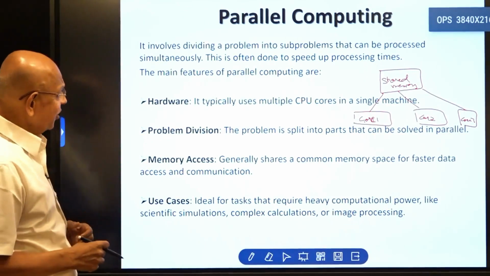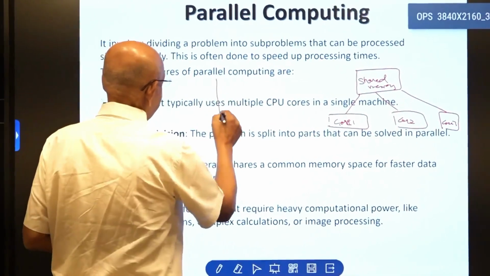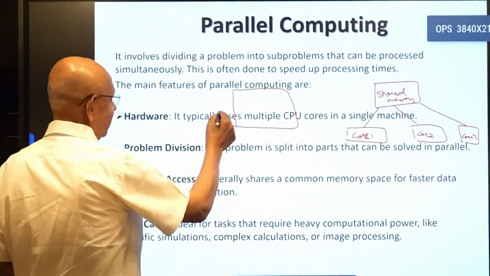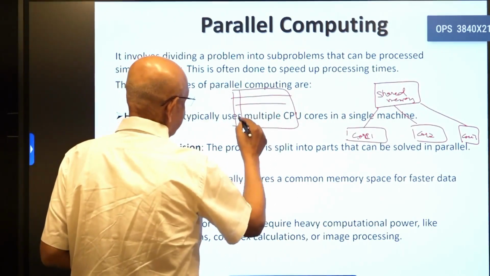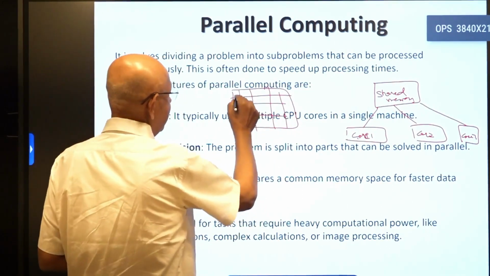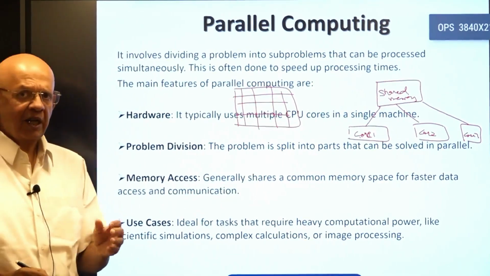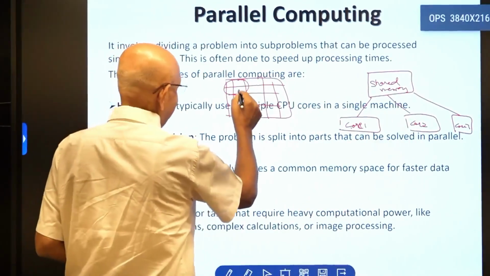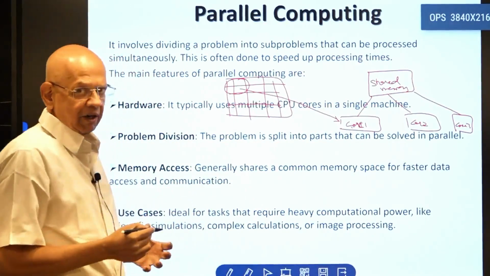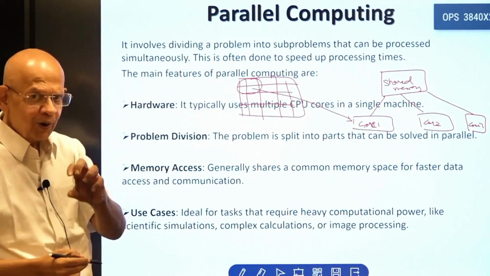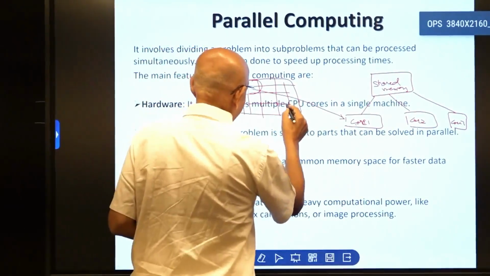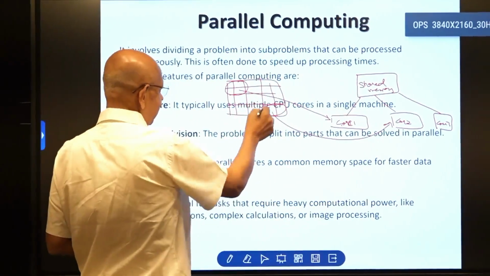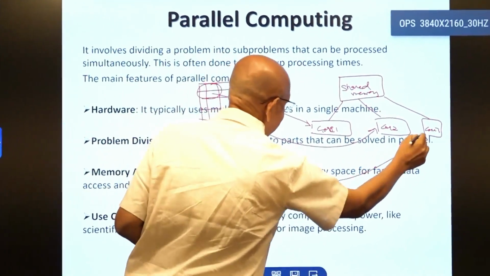To give you an analogy, let us imagine an image with lots of pixels. Each pixel has to be converted from its color value to a grayscale value. So you would take this bunch of pixels and give it to one core, and it would convert that part of the image into grayscale. Meanwhile, this part of the image could be handled by the second core, and a third part of the image could be handled by the third core.